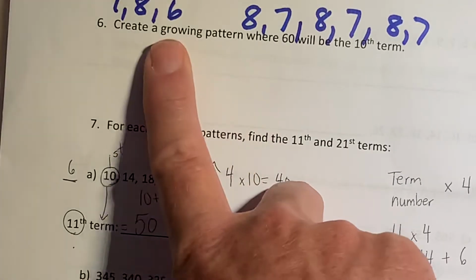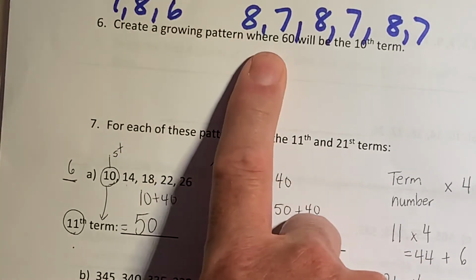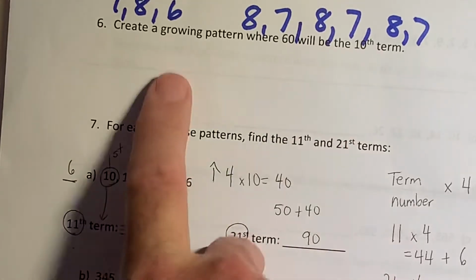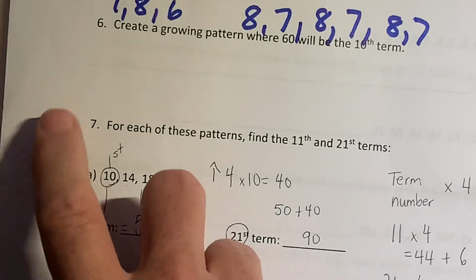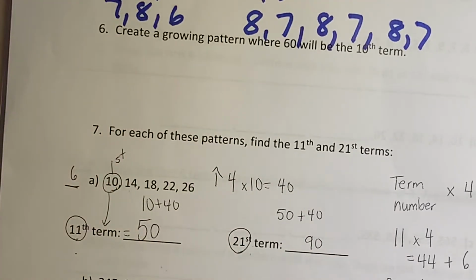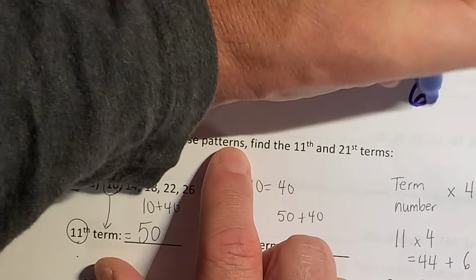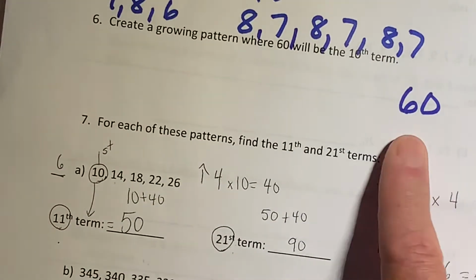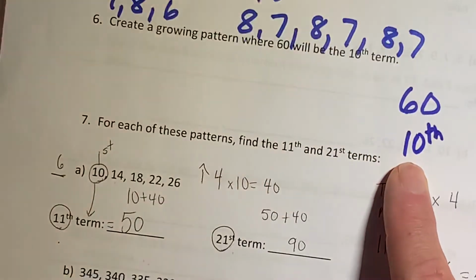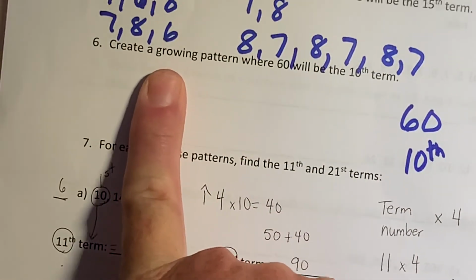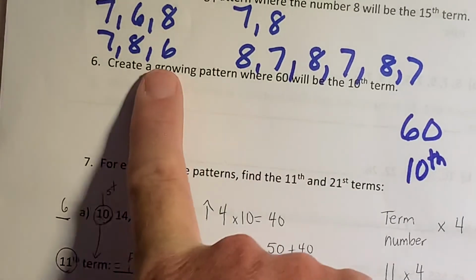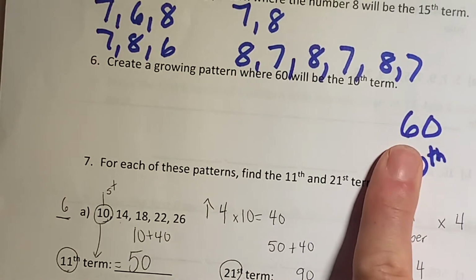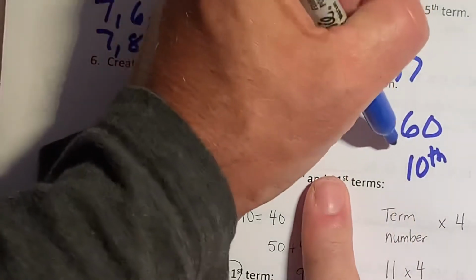For this one here, create a growing pattern where 60 will be the 10th term. Kind of messed that up, it's hard to see now. What we practice with that question is working backwards. So I'm going to put 60 way over here, and I'm going to work backwards. So if this is my 10th term, I have to create a growing pattern, but because I'm working backwards, I need to do the opposite of that and shrink instead. So let's say I decide to shrink by 2s or 5s. I'll do 5s.